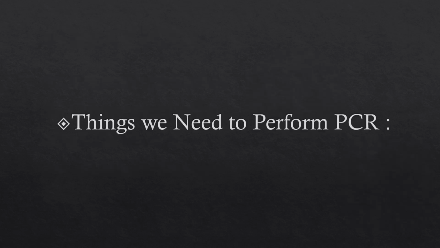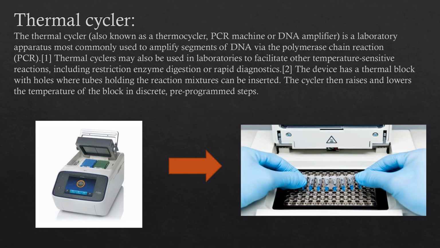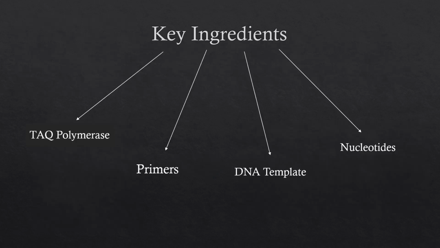Now, let's first talk about the things we need to perform PCR and then we'll discuss how this process happens. The most commonly used equipment in PCR is the thermal cycler, also known as the PCR machine. Inside the PCR machine, we have small tubes in which all the chemicals are inserted and the reaction takes place. Now, let us look at the stuff that we need to put inside these tubes that makes this reaction possible. The key ingredients of PCR reactions are Taq polymerase, primers, DNA template, and nucleotides.